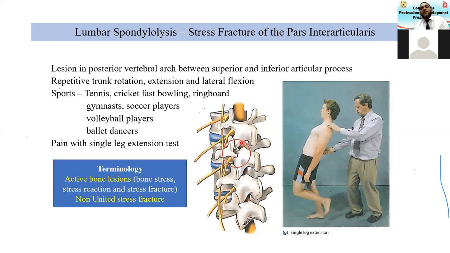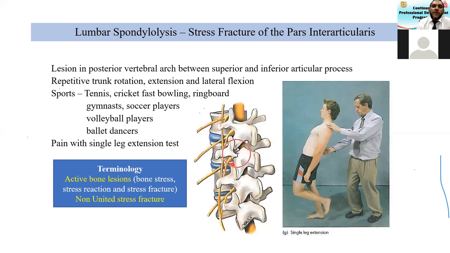The commonest clinical finding is pain with extension. Single leg extension is one of the stork tests, one of the tests we perform. This is very much painful. You can see the test, very much painful in this condition. So if you look at the injury, it has three terminologies.